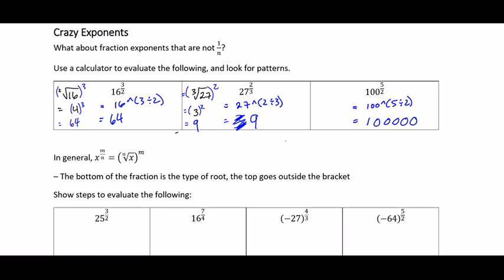Let's take a look at the general rule. The general rule says if I have an exponent of m over n, we're basically taking the nth root of x. So the denominator goes inside on the root sign, and then our exponent goes on the outside as a raised power. So it's literally a power of a root.